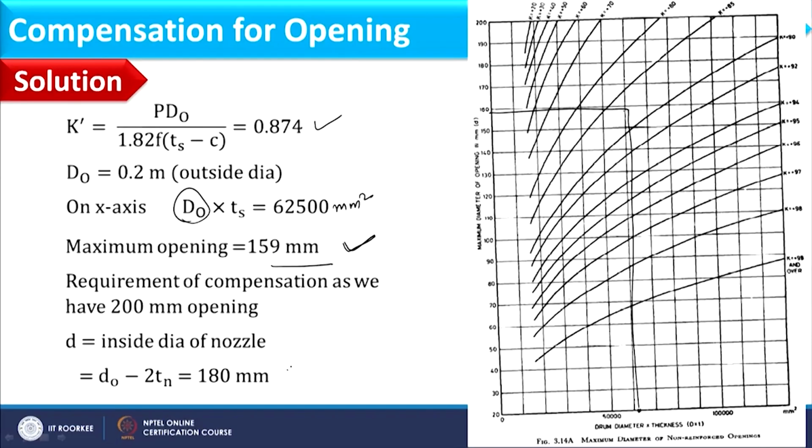And if we compute the area required to be compensated, in this D is basically the inner diameter of the nozzle, not the opening. So, 0.2 meter is the opening diameter, and inside this I have the nozzle, and the thickness of the nozzle is 10 mm. So, in that case 200 minus 20 would be the diameter which I need to compensate. So, that would be the value of small d. Considering that, we can calculate the value of d as 180 mm.